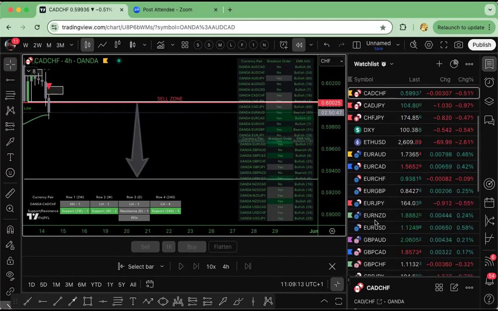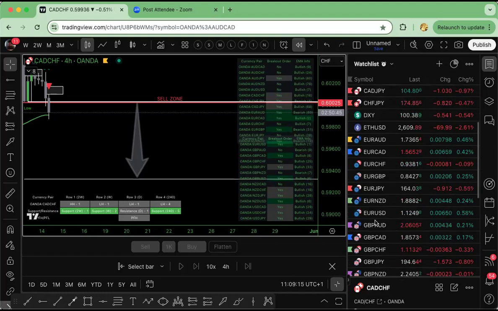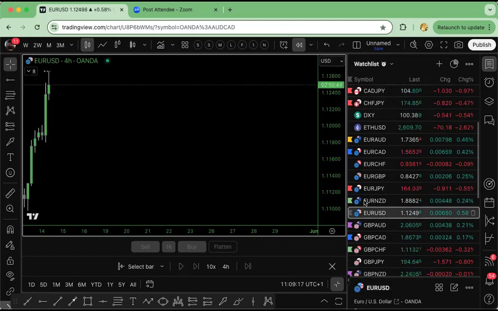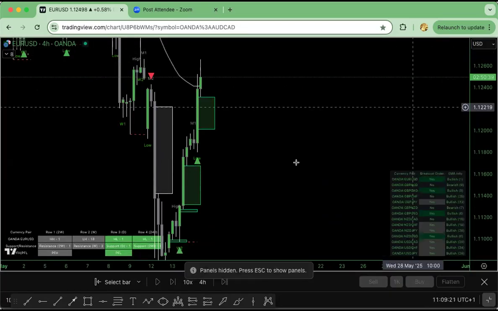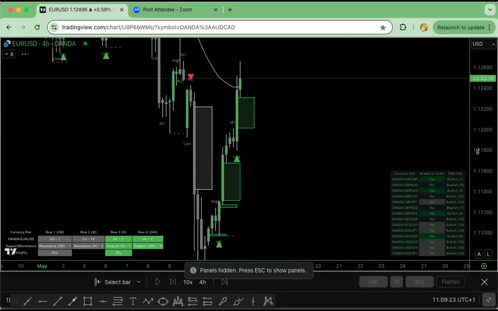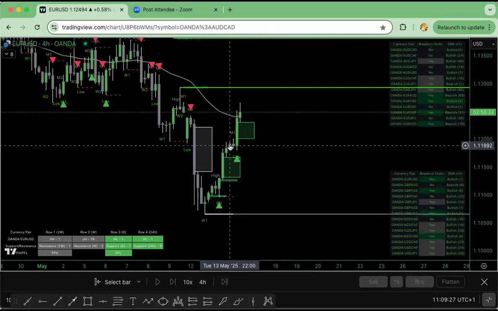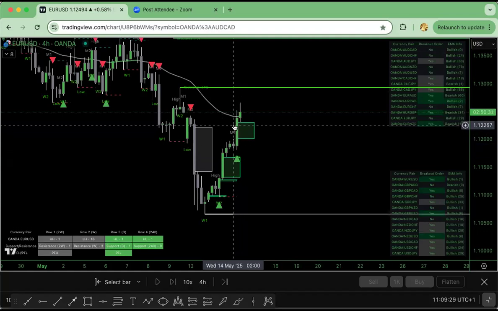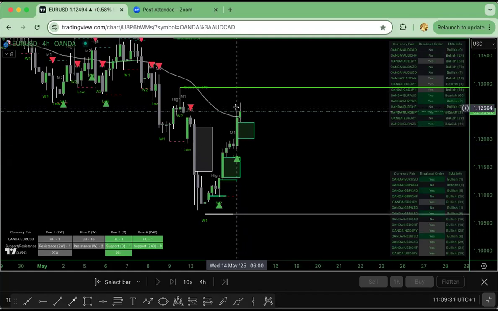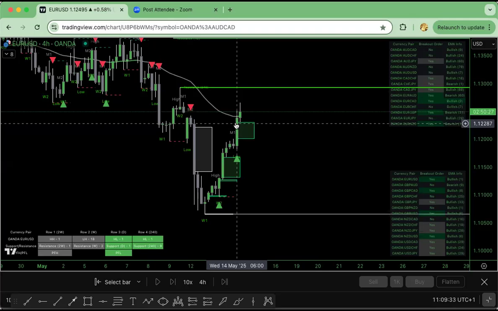So another one here is, I believe, Euro USD. Let's just go to the 4-hour chart. Yeah, so Euro USD as well. Boom. So Euro USD has a possible buy from here. You can see, as soon as this candle is broken through now, this is giving us a possible buy in this trade.